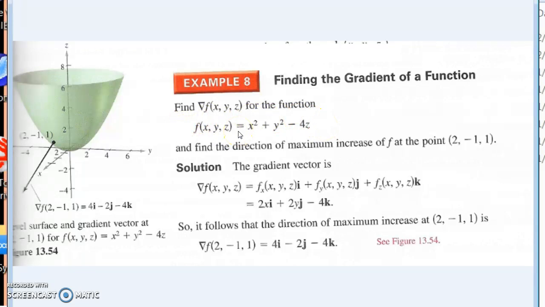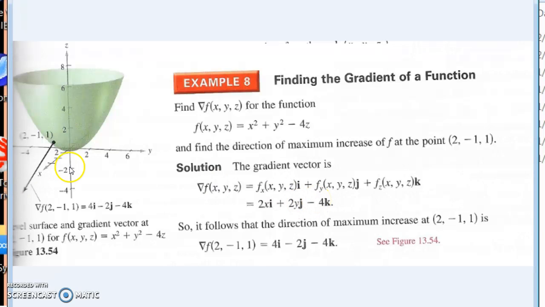And so if you take the gradient of this function, then you will get a vector which is f sub x, f sub y, f sub z, given by differentiating this with respect to x, 2x, differentiating this with respect to y, 2y, and differentiating this with respect to z, negative 4. So this is the gradient.